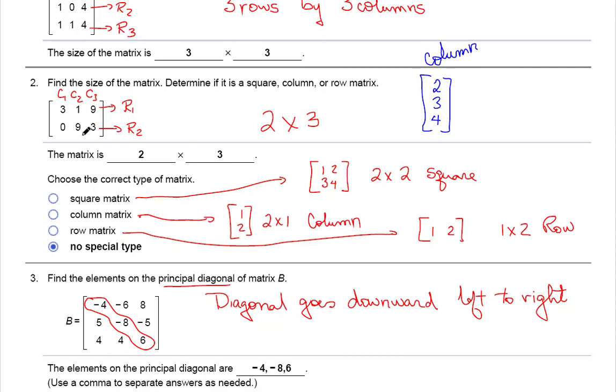Now, back to our story here. Question 2, this matrix has 2 rows and 3 columns, so it's 2 by 3. It's not square, it's not a column, and it's not a row, so it has no particular special type.